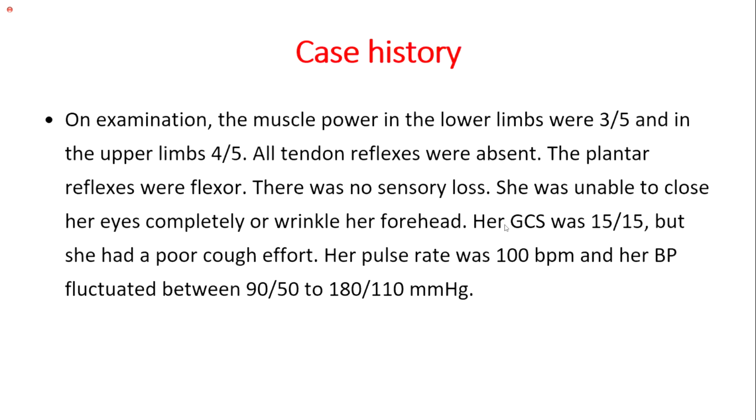On examination, the muscle power in the lower limbs was 3/5 and in the upper limbs was 4/5. All tendon reflexes were absent. The plantar reflexes were flexor. There was no sensory loss. She was unable to close her eyes completely or wrinkle her forehead. Her GCS was 15/15, but she had a poor cough effort. Her pulse rate was 100 BPM and her BP fluctuated between 90/50 to 180/110 millimeters mercury.